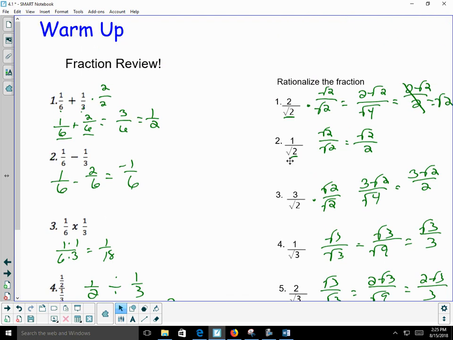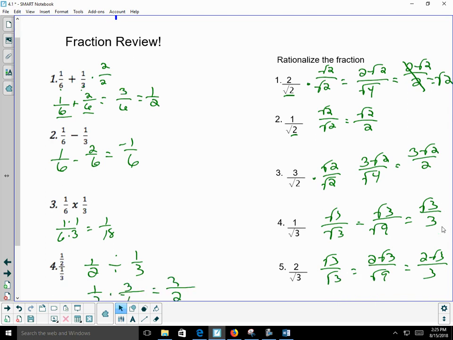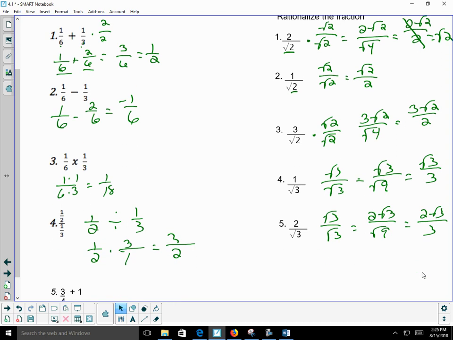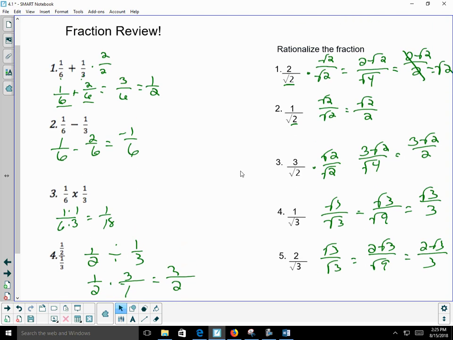Okay, number 2, I have the square root of 2 over 2. 3 is 3 times the square root of 2 over 2. 4 is the square root of 3 over 3. And 5 is 2 times the square root of 3 over 3. If anyone has any questions and they want to talk about this, I'll pause the video and see if somebody in class can help you out. If no one can help you out, then just circle it, put a star by it, and I'll make sure we go over it next time I see you.